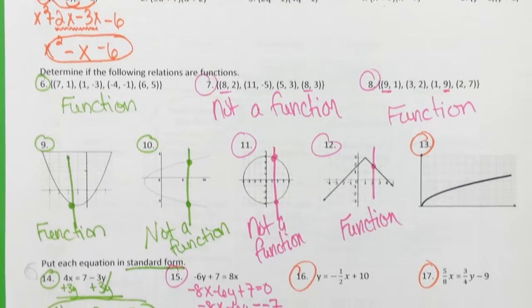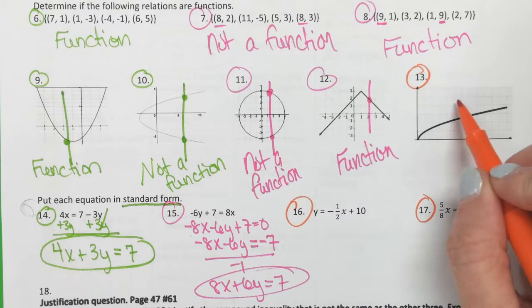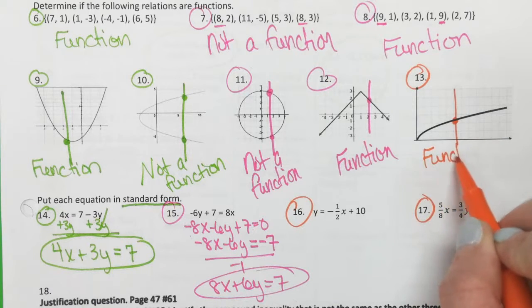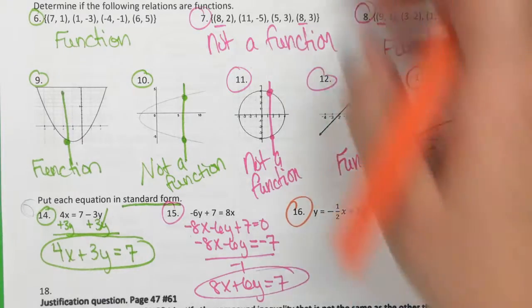Somebody's got something. Okay, all right, what about 13? 13 is a function. Very good, because it will pass the vertical line test. So that is a function. Very nice. Y'all okay?